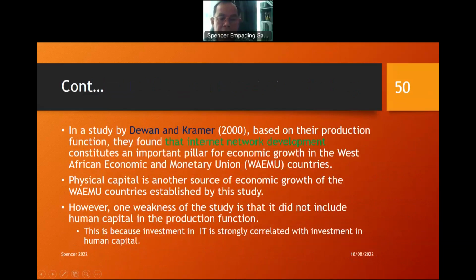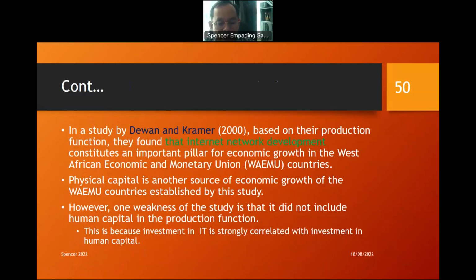In another study by Dewan and Kramer in the year 2000, again they used a production function to key in the data and do the analysis. They found that internet network development constitutes an important pillar for economic growth in the West African Economic and Monetary Union. In other words, these are countries on the western side of Africa. It was found that internet network development has a positive impact on economic growth. Physical capital, according to the study, is not a source of economic growth for these countries.